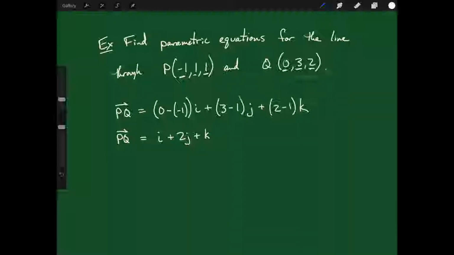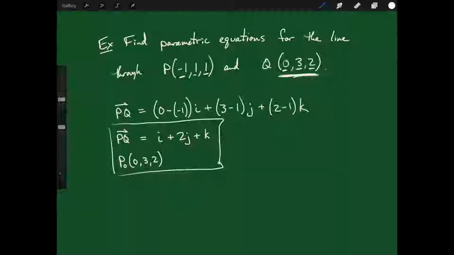All right, so now I have a point. I could use either of these points, really. It doesn't matter. Just for my purposes, let's use this second point, 0, 3, 2, as my point. So my point P0 in this case will be 0, 3, 2. And then I have a vector from P to Q. Let's use those two together to find my parametric equations.